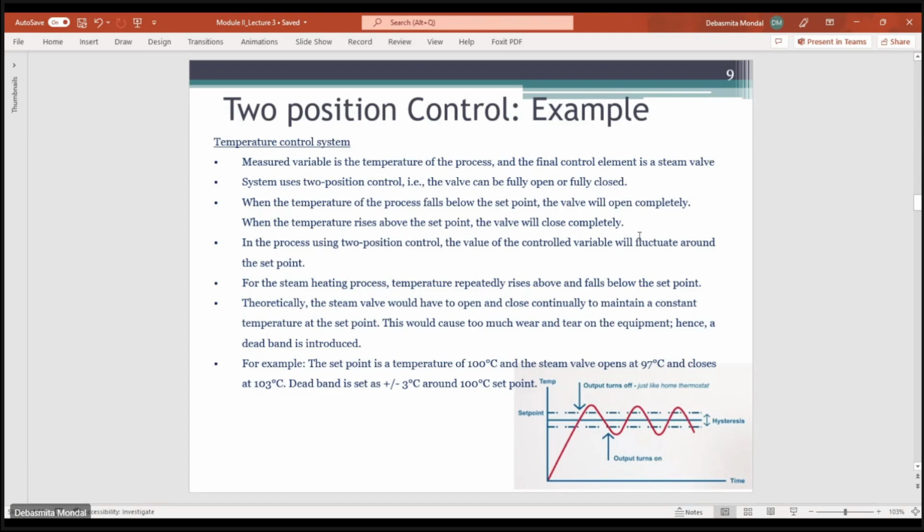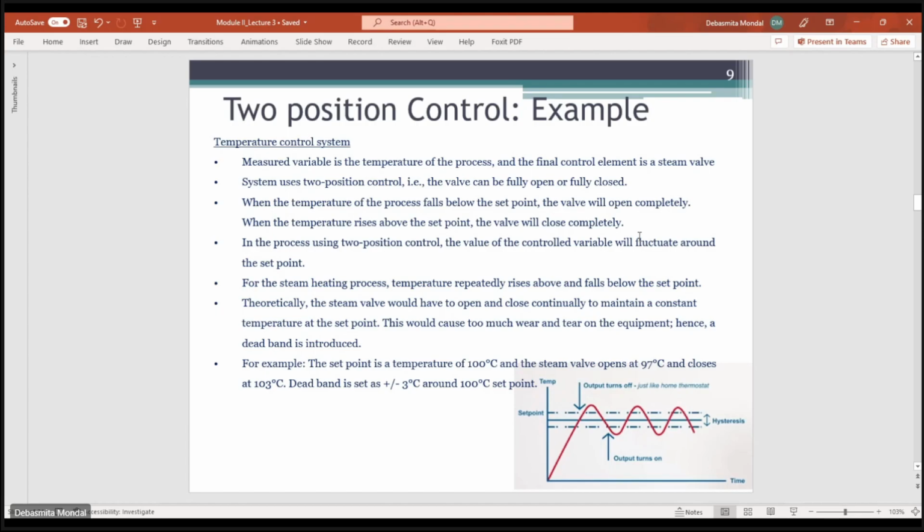In this system, let's say we have a 2-position control system. That means the valve will either be fully open or fully closed, depending on the input which is provided to the controller.